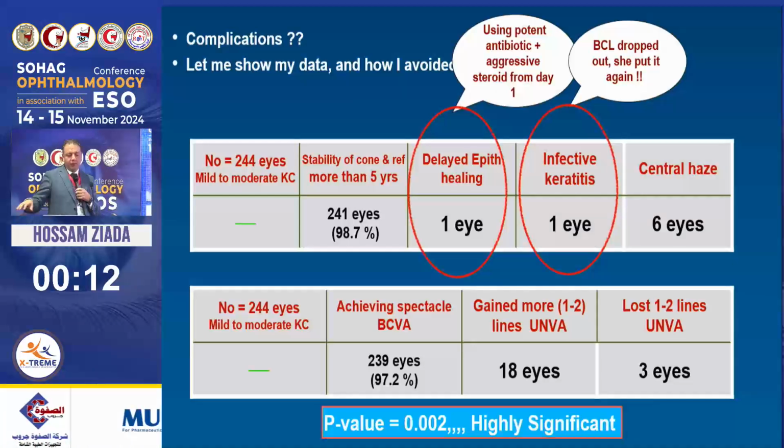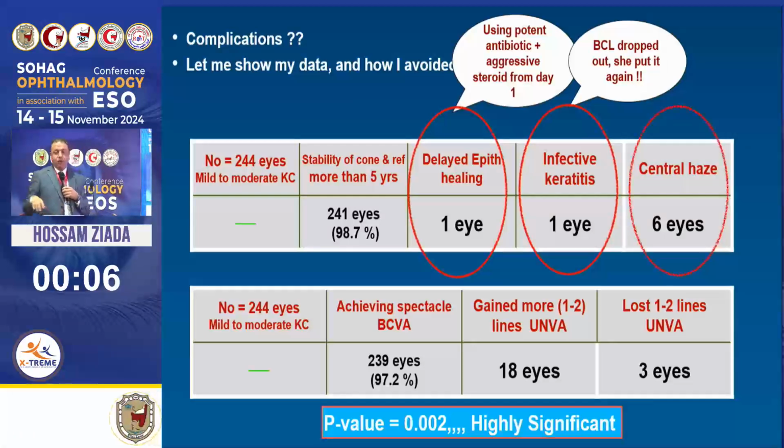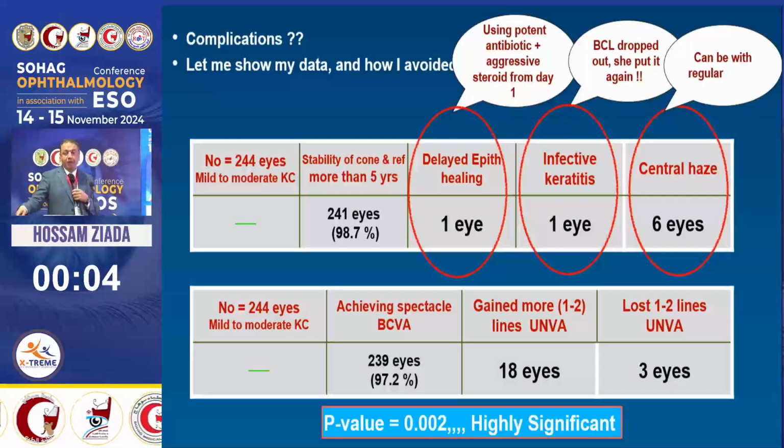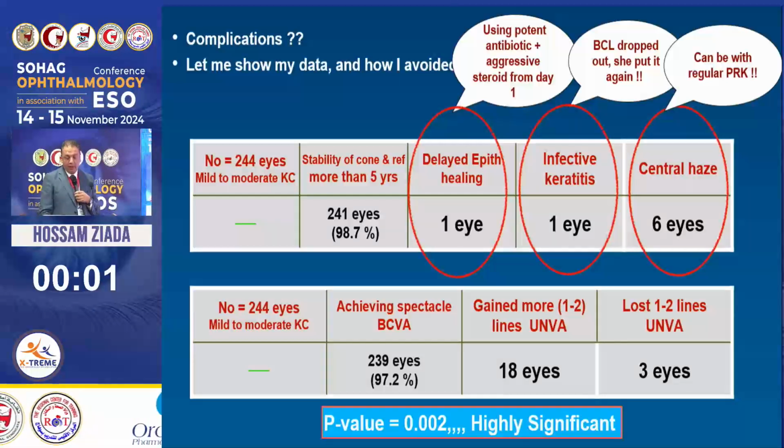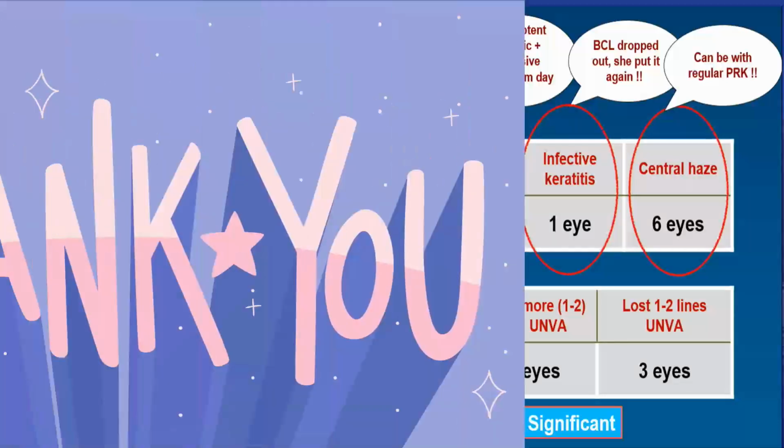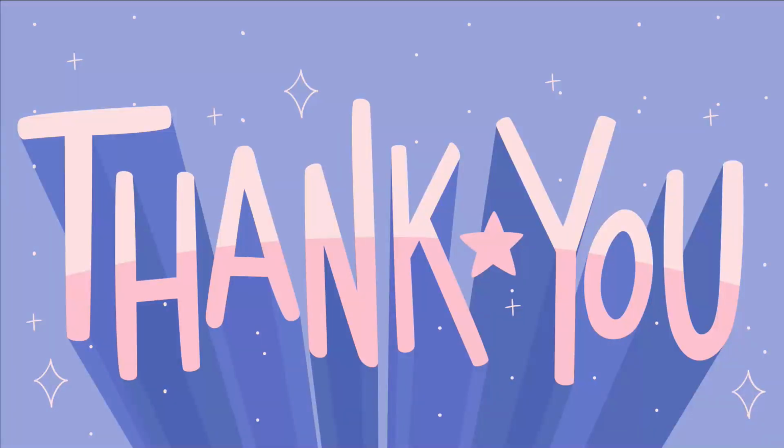But in late epithelium healing, I'm using a potent antibiotic and aggressive steroid from day one. The central haze was in just 6 eyes, which may be found with a regular PRK. The p-value was highly significant.